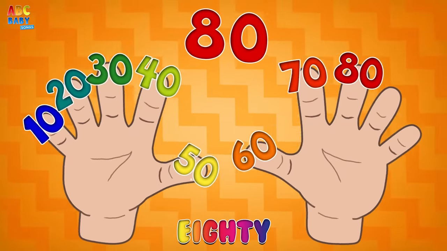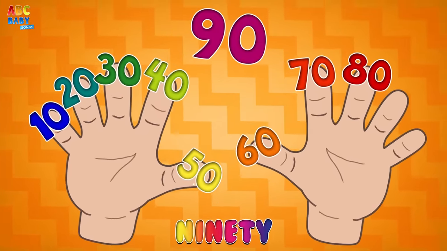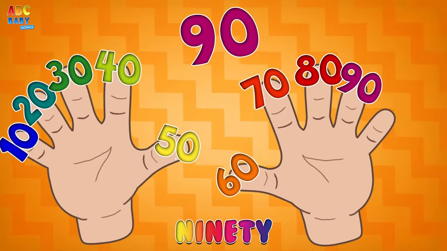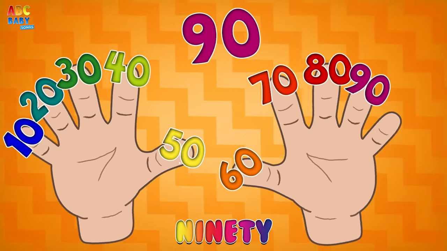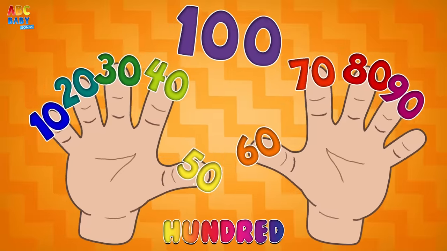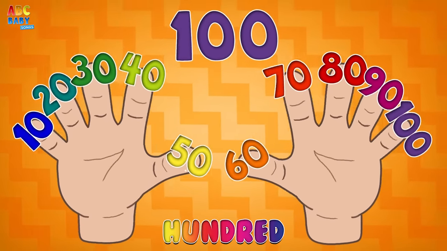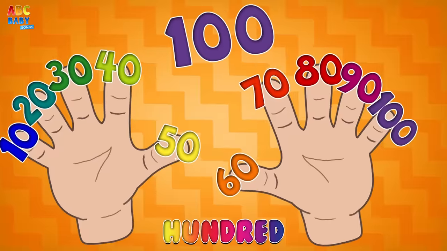Here I am, how do you do? 90, 90, where are you? Here I am, how do you do? 100, 100, where are you? Here I am, how do you do?